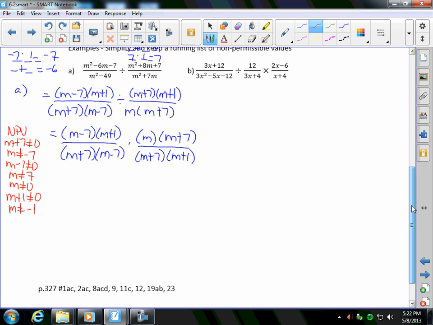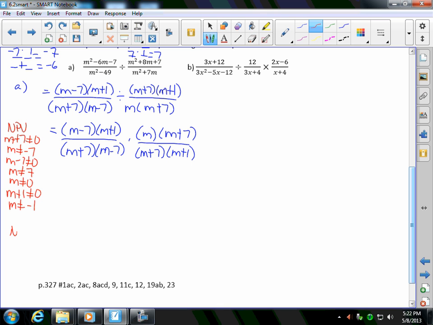So all of my restrictions together are going to be m is not equal to, I have a negative 7 and a positive 7, so plus or minus 7. I had a 0 and a negative 1. So now I've done my restrictions, I can do my cancel. I can only cancel top to top, bottom to bottom. So m minus 7 and m minus 7, m plus 7 and m plus 7, m plus 1 and m plus 1. So on the top I'm left with an m, and on the bottom m plus 7.